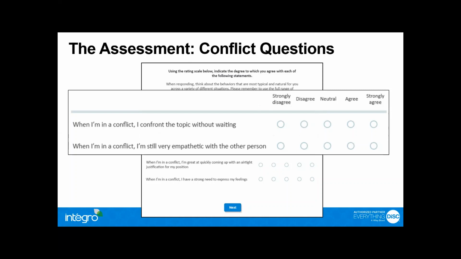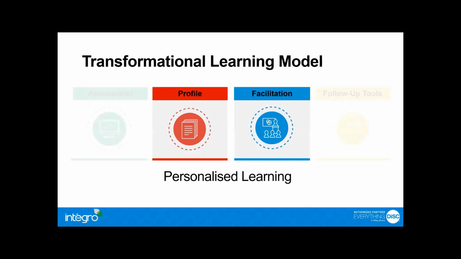Okay, so again, these are the questions about conflict, so the profile can be personalized more towards you and how you might be different from other people with your style. Okay, all right, so on to the second and third stage of the learning model, and that is the profile itself and the facilitation. I'm going to focus on the profile to start with.